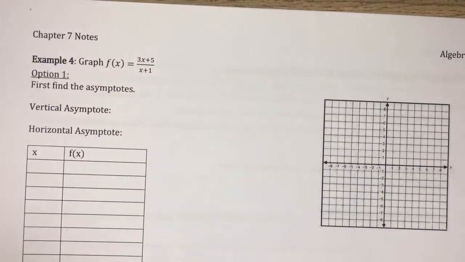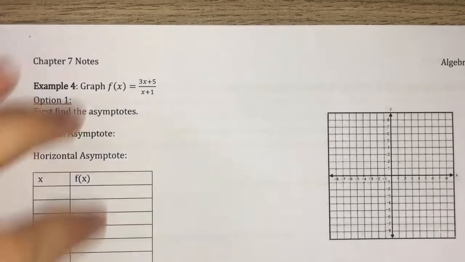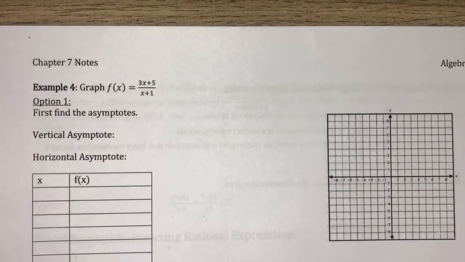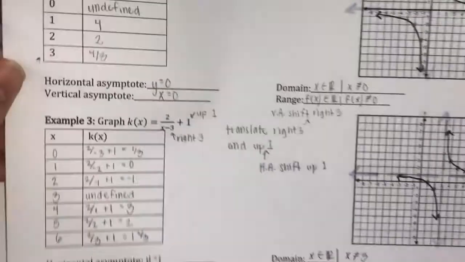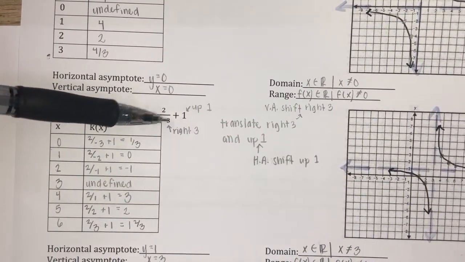Okay, so example 4, we're going to do this same problem in 2 different ways. So for example 4, the function is f of x equals (3x plus 5) over (x plus 1). So the first option is to leave it in this form as is, and just find the asymptotes. So I'm going to compare this back to this function that we just did. So we had k of x equals 2 over (x minus 3) plus 1.